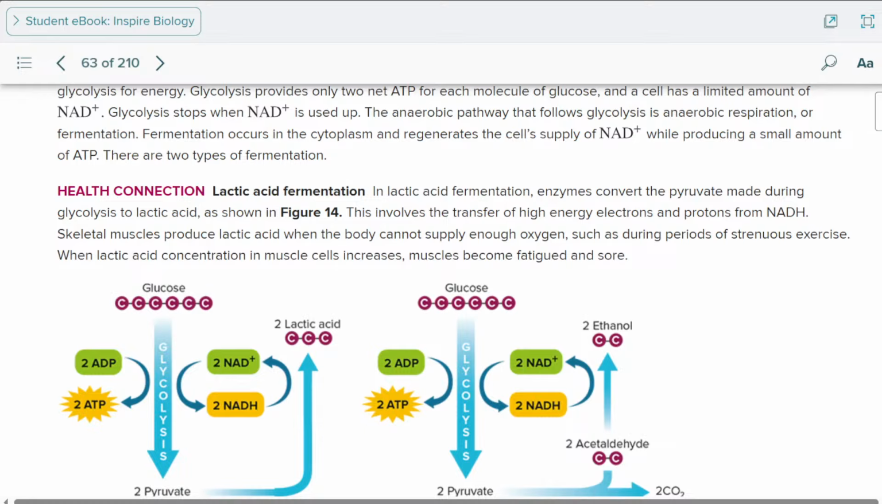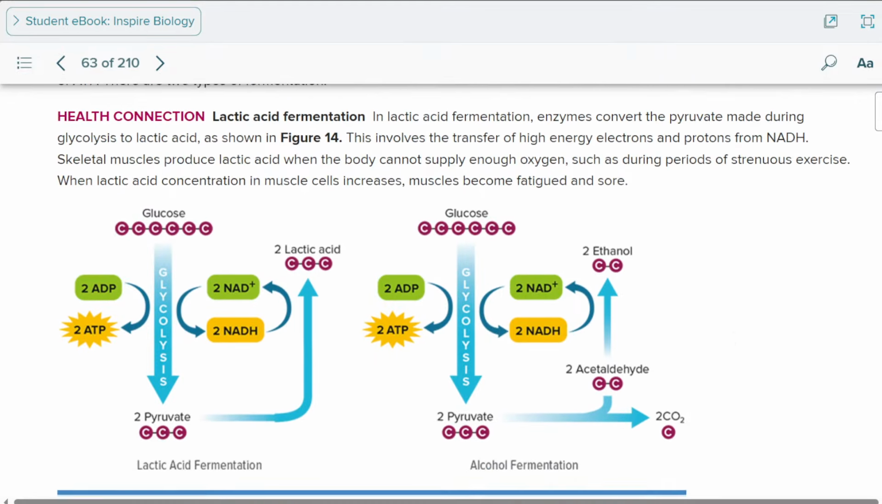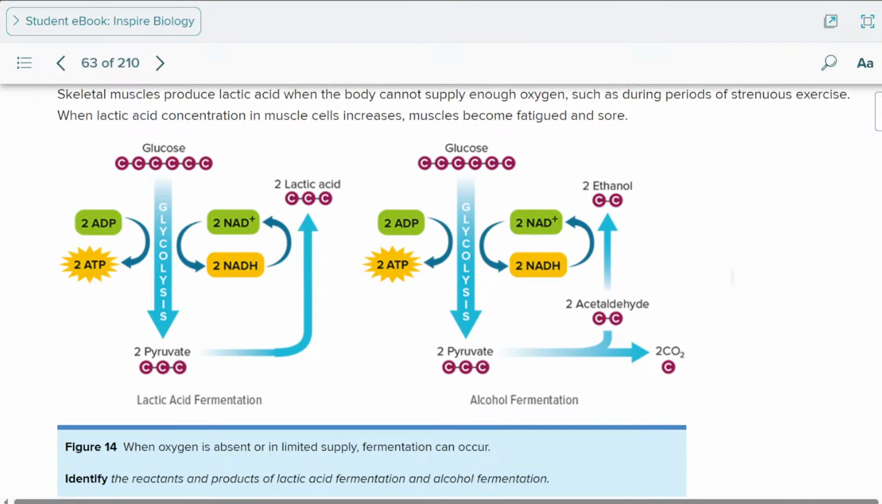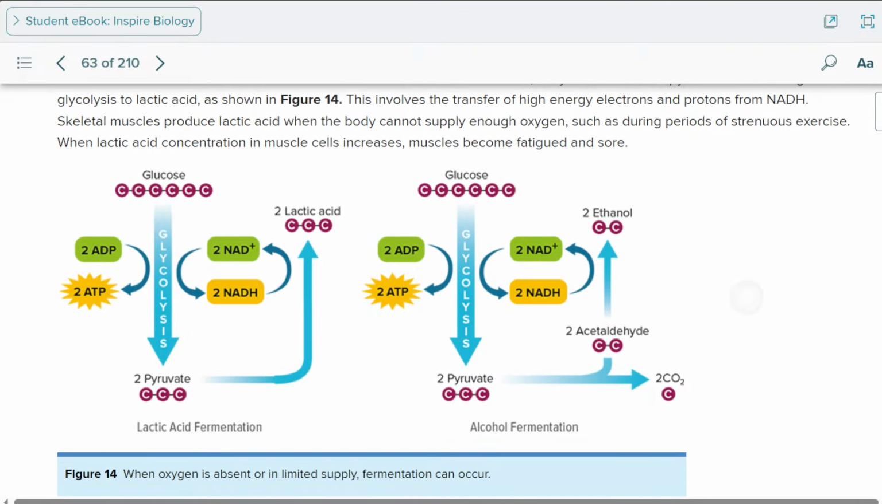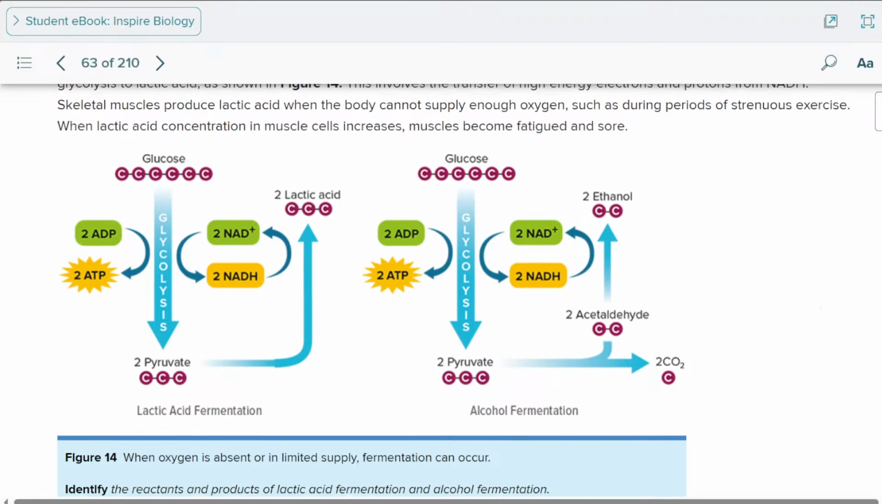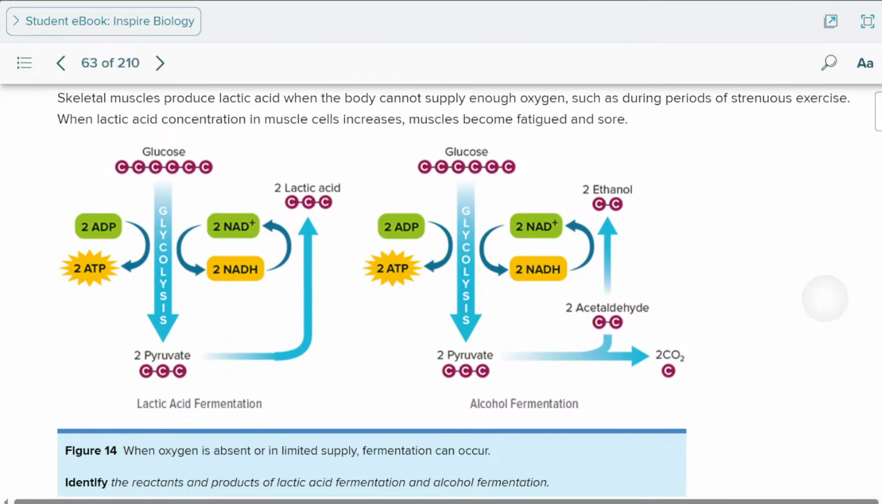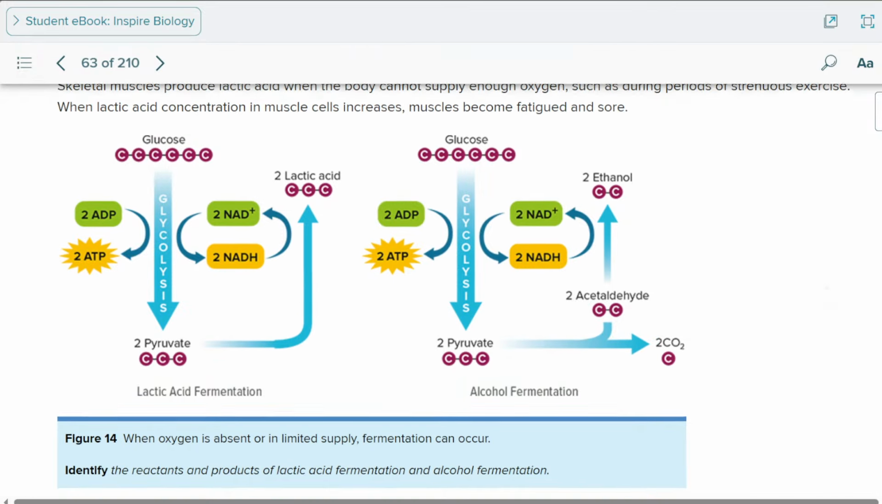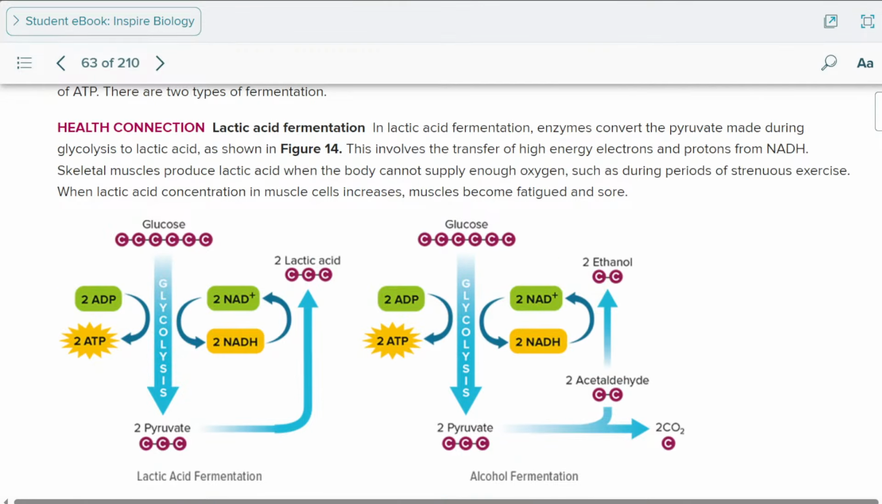So here we go. In lactic acid fermentation, enzymes convert the pyruvate made during glycolysis to lactic acid, as shown in Figure 14. That involves the transfer of high-energy electrons and protons from NADH. Skeletal muscles produce lactic acid when the body cannot supply enough oxygen, such as during periods of strenuous exercise. When lactic acid concentration in the muscle increases, the muscle becomes fatigued and sore. I said that already. That's cramps, by the way.